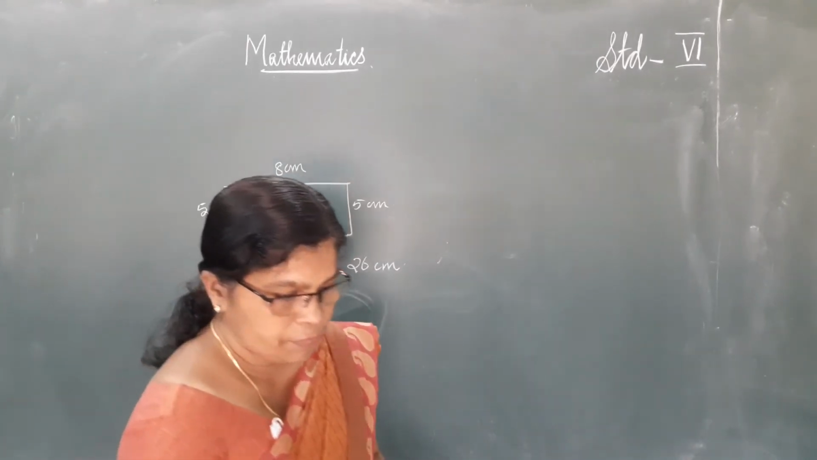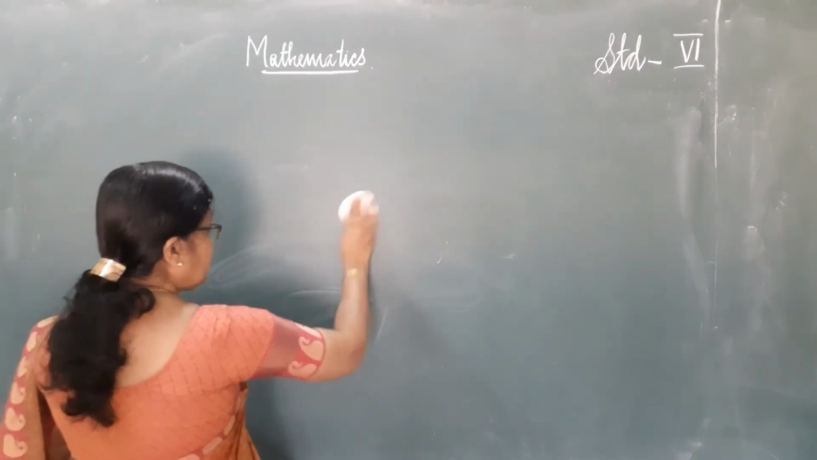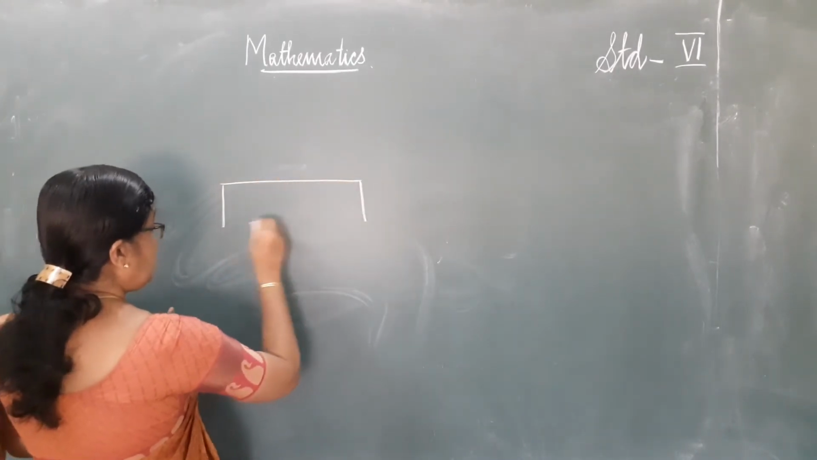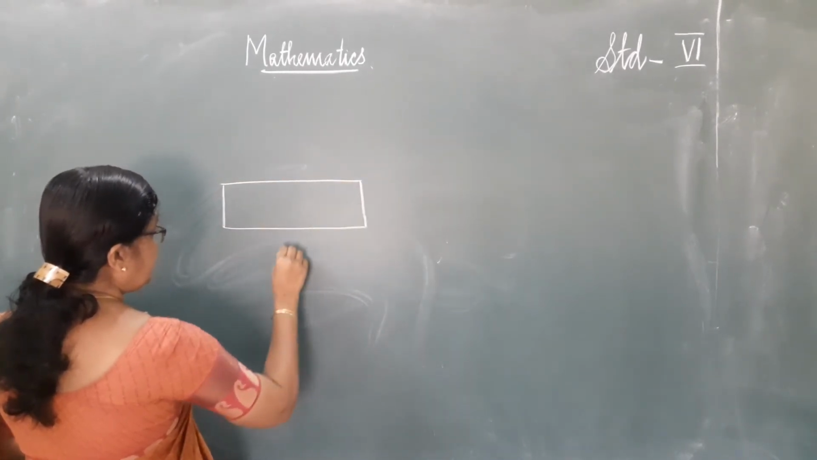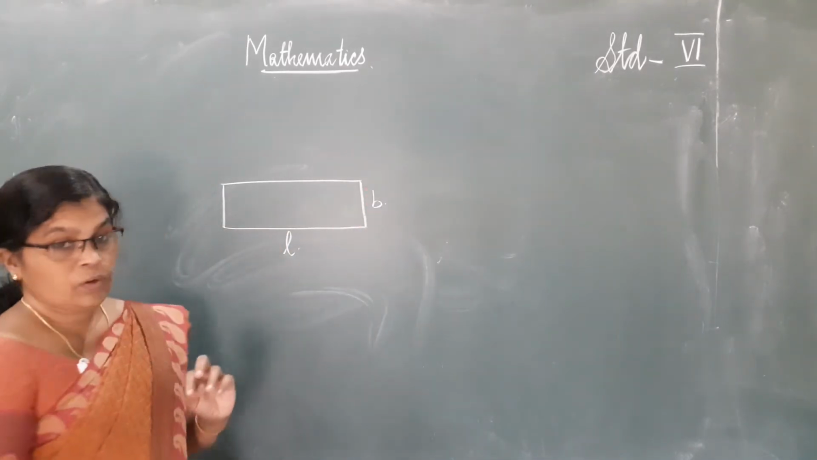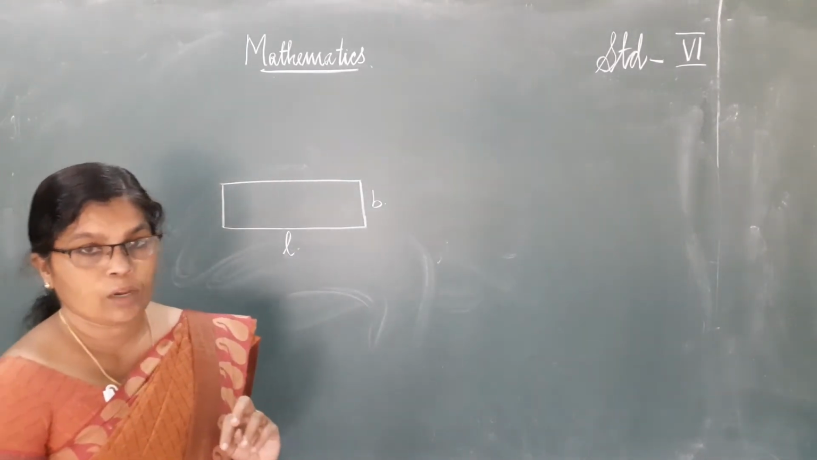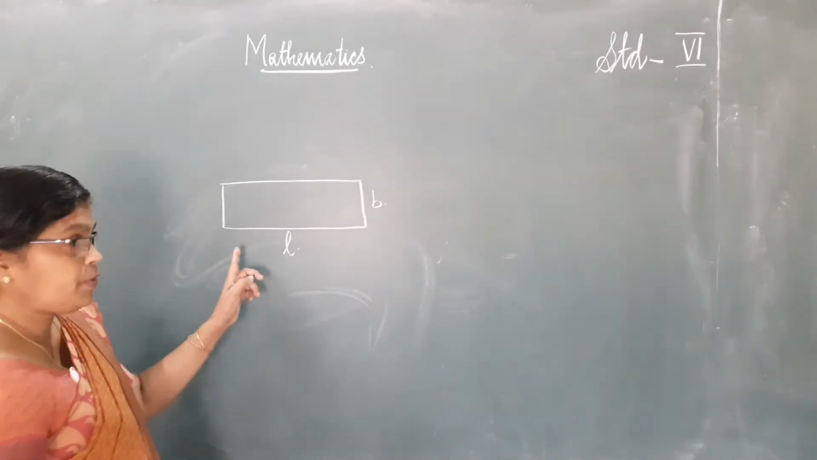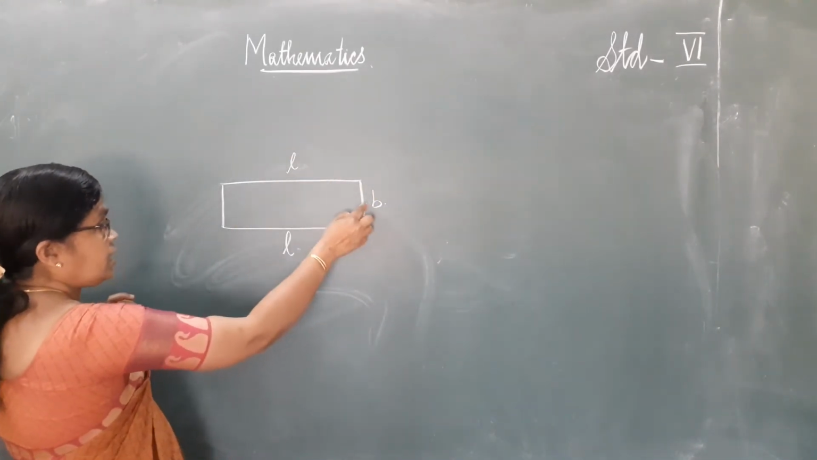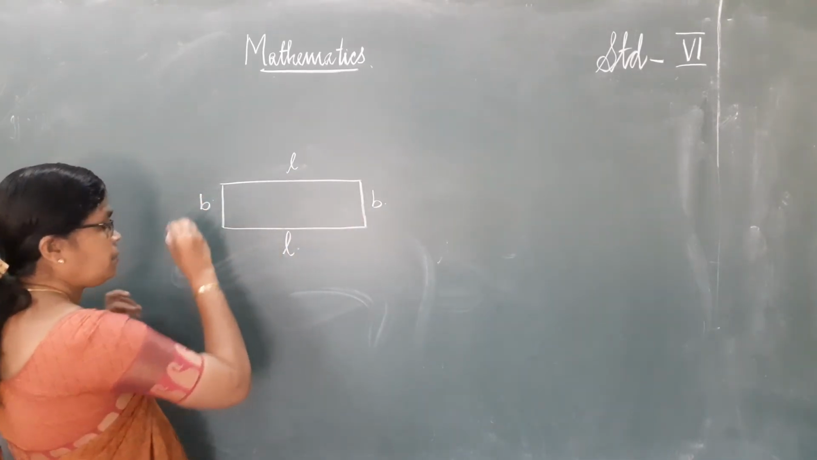Then, in another rectangle, if the length of this rectangle we consider as L and the breadth as B, then what will be this length? Both the opposite sides are the same. In a rectangle, opposite sides are the same. So, if this is the length, this side also will be the length. Then if this is the breadth, opposite sides are equal, so this also will be the breadth.